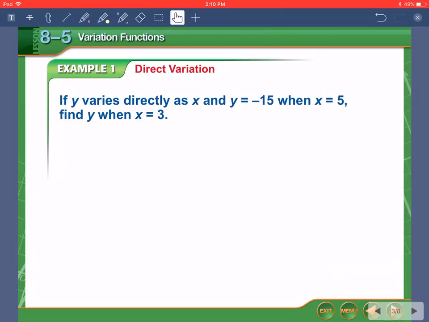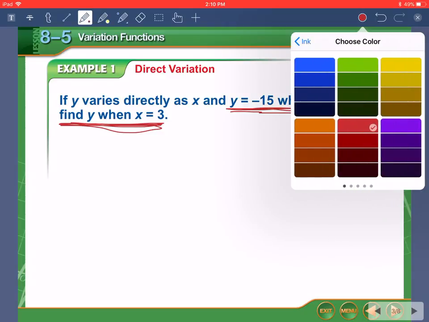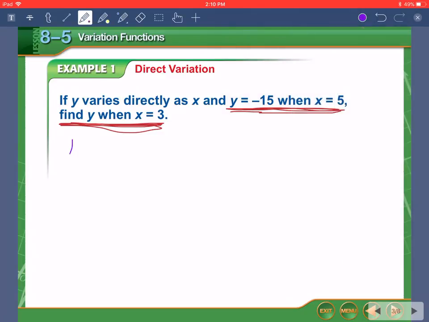So our first step is we need to identify what all goes together. So y equals negative 15 when x equals 5, those two go together. y only equals negative 15 when x equals 5. And then we're going to be finding y when x equals 3, so those will go together as well. It's a direct variation problem, which means the equation that we're going to be using is y equals k times x.